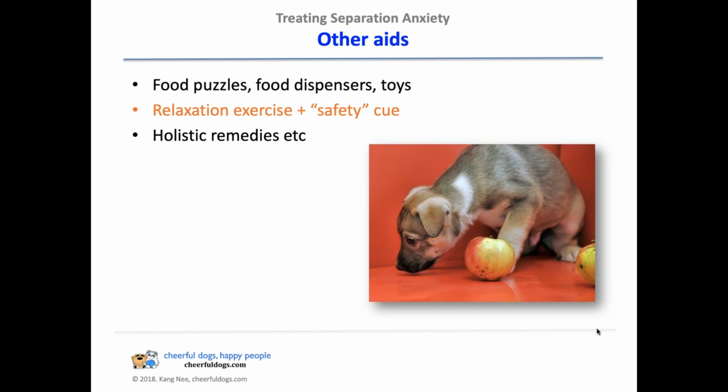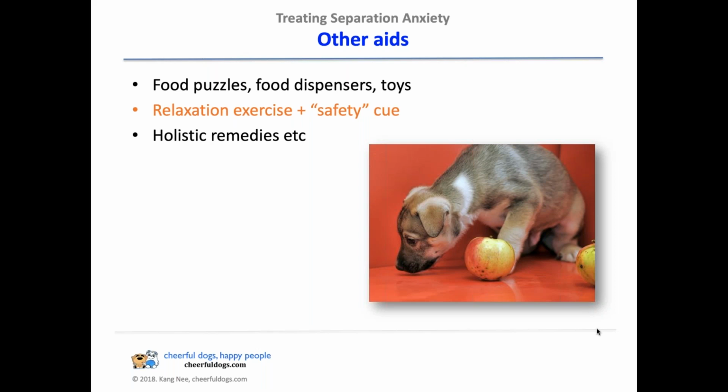As I said before, there are various approaches that have been used to address separation anxiety. Some of them involve the use of food puzzles, food dispensers, or toys to try and create a positive association for being left alone. Others may incorporate a relaxation exercise of some sort together with a safety cue that basically tells the dog, don't worry, I'm coming back.